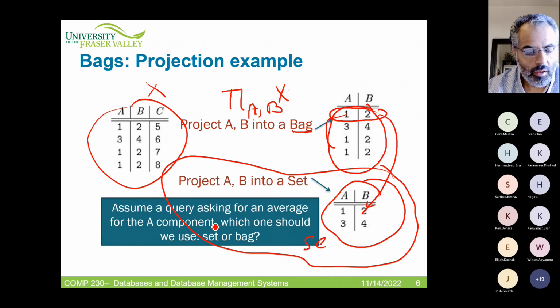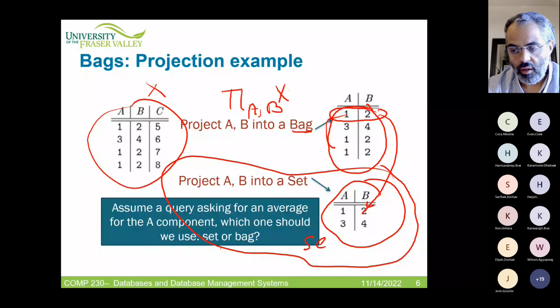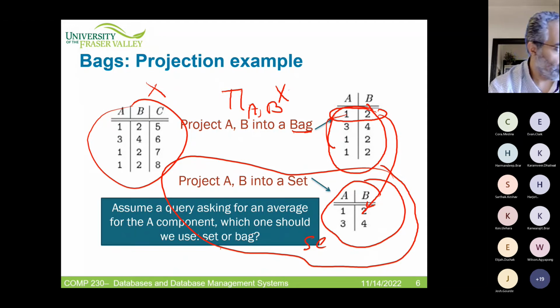Assume that a query is asking for an average, in this case over a set or a bag. I think we need to have a bag, because if we consider it as a set, we will lose some data when we calculate the average. Even though some tuples are duplicated, we should consider them to get the final average value.